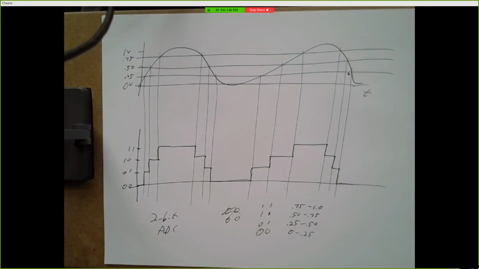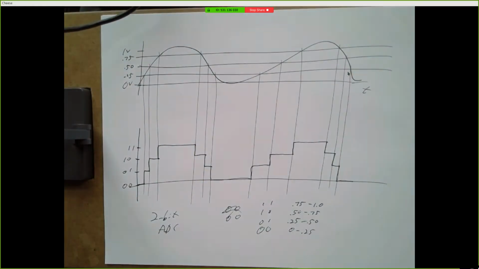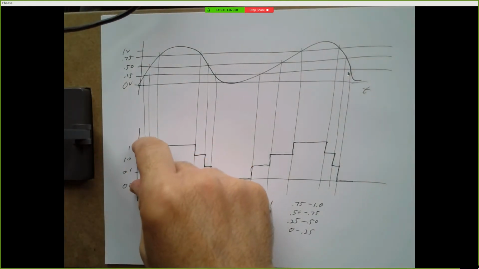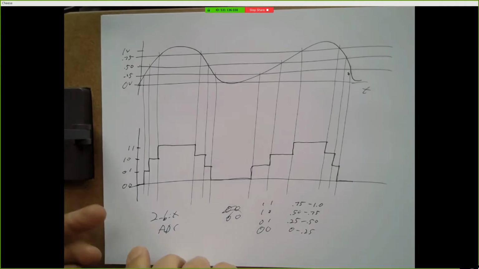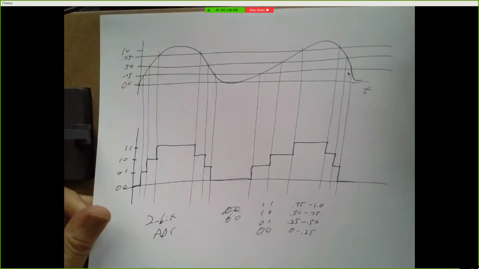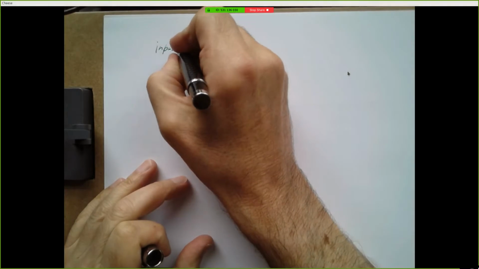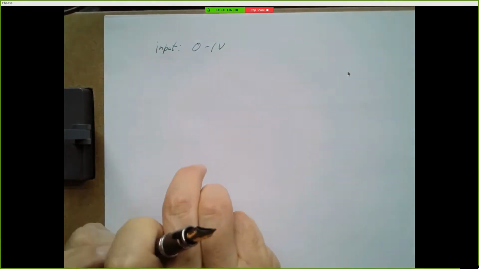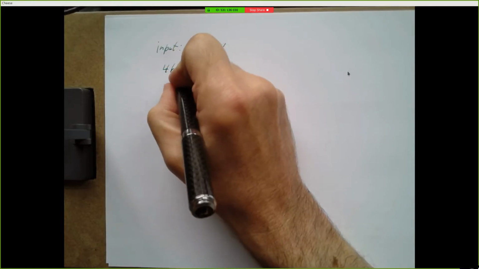So what you may have already guessed is that the more bits we have, generally the more accurate this picture is going to be. If we were to use 3 bits, we would break this into 8 bins, and now each of these bins would cover 0.125 volts. Okay, so let's just generalize that, and then we've got our solution to question 9. So suppose your input goes from 0 to 1 volt. And suppose you have, let's say, 4 bits.